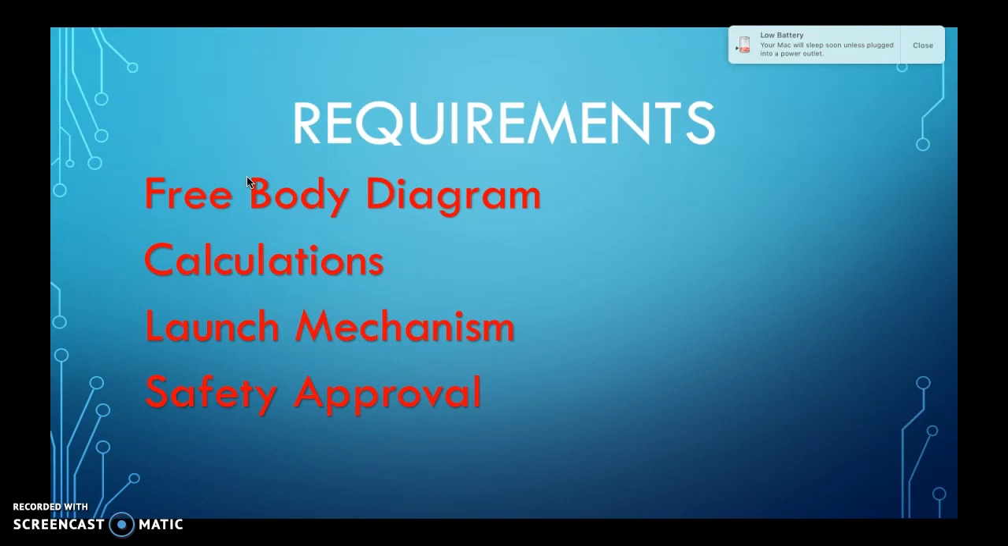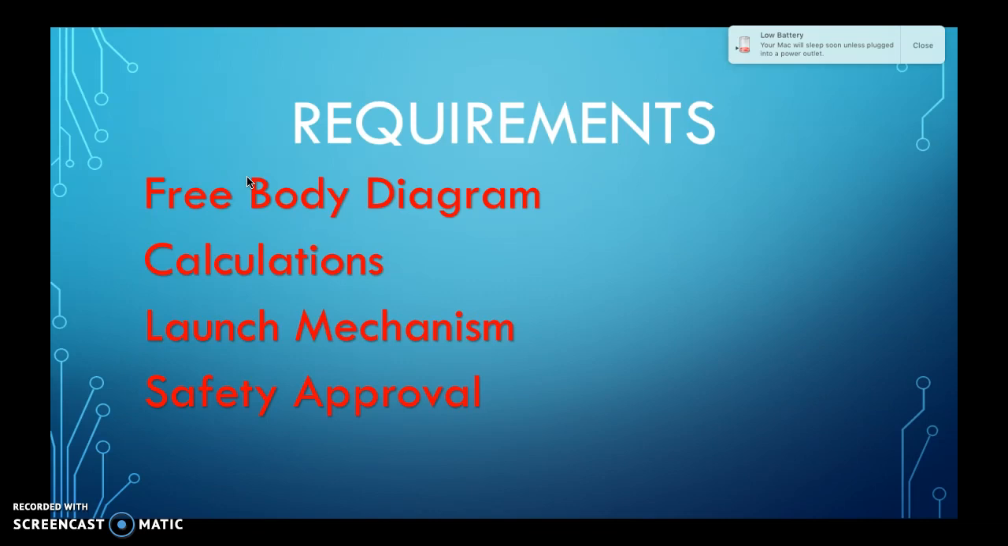Which will lead me into my second requirement, your calculations. You need to have calculations to back up your claims for your rocket propulsion options. You need to be able to calculate what the force of gravity on your rocket would be, and what the friction force might be. That might take a little bit of research. You might have to look up what the coefficient of friction of air is.